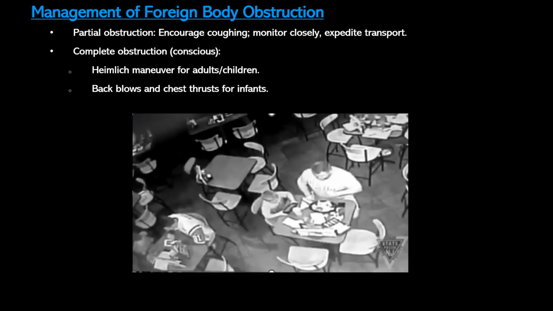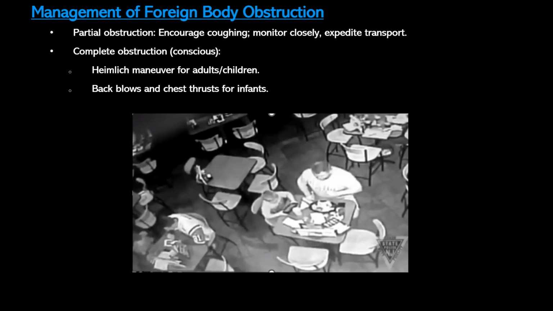Management of foreign body obstruction depends on the degree of airway compromise, with prompt intervention being critical, especially for complete obstructions. For a partial obstruction, if the patient can still cough and breathe, they should be encouraged to continue coughing to try and expel the object.